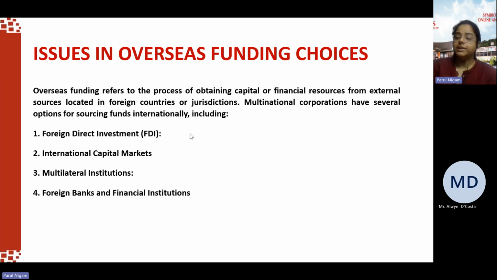Okay, so we have multilateral development banks. These are financial institutions established by multiple countries to provide financial and technical assistance to developing nations. For example, we have the World Bank, which provides long-term development loans. Then we have the International Monetary Fund, which offers short-term assistance and economic stability programs.